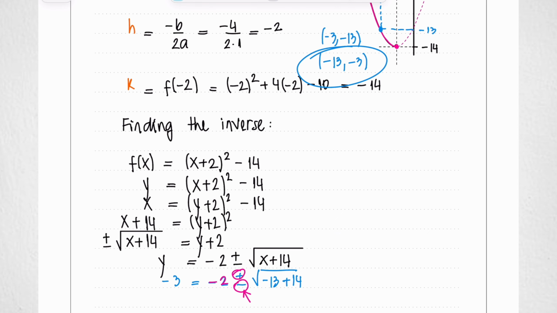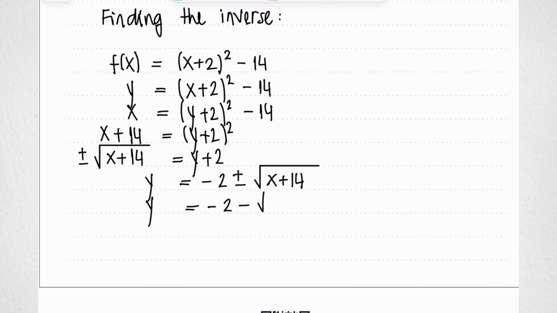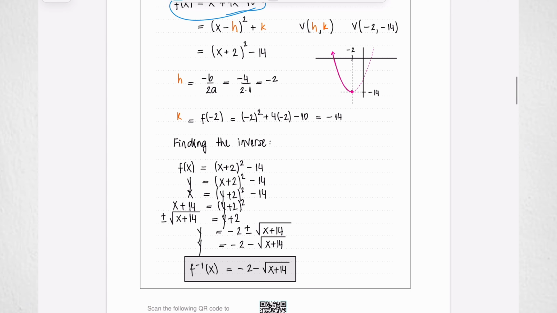So we can get negative 2 minus this 1 that's going to show up over here, the root of 1 being equal to 1. So the actual answer is negative 2 minus the root of x plus 14. Now, to wrap this up, we write f inverse of x equals negative 2 minus the root of x plus 14.